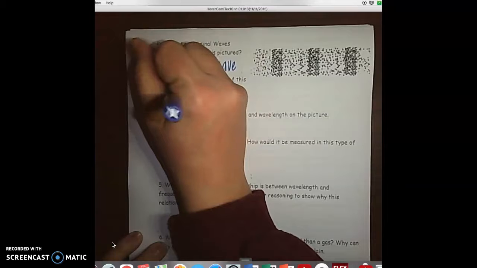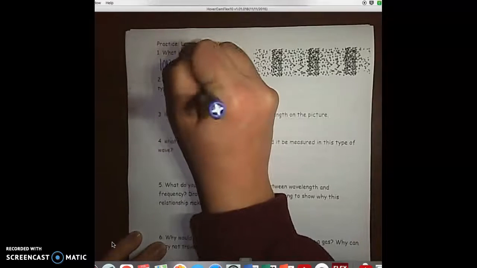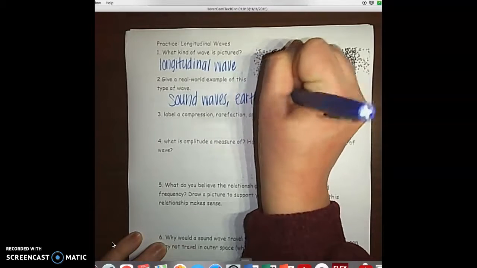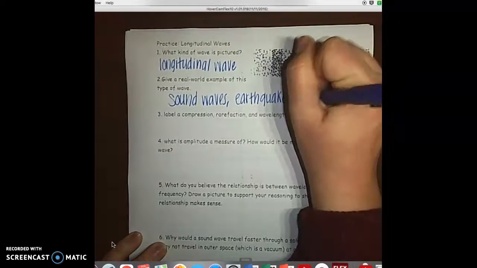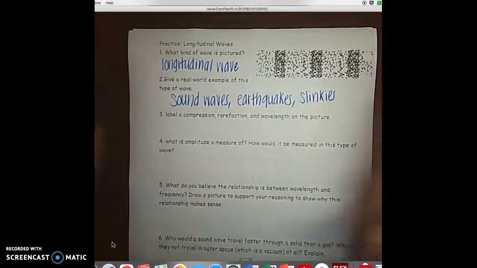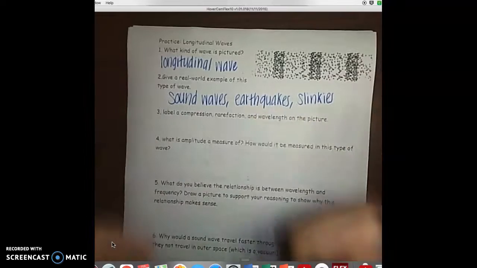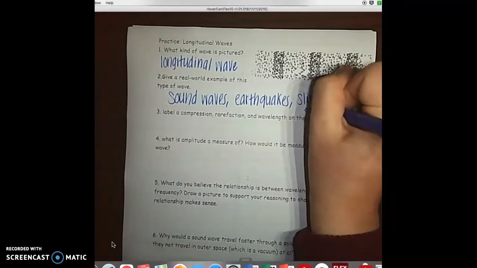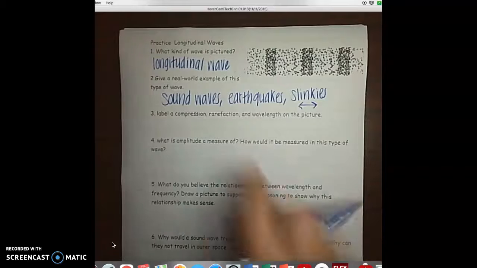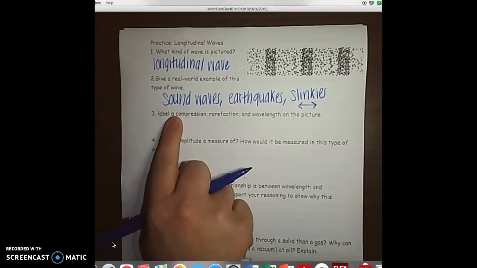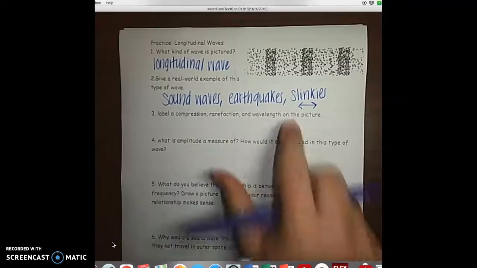So one real-world example would be sound waves. Earthquakes would be another one. Slinkies, we use slinkies. Now, slinkies, remember, it's the ones that are going to go side to side. We're not moving them up and down. Those would be transverse. But if we move the slinky side to side, then it would be a real-world example of a longitudinal wave. Number 3 says, label the compression, the rarefaction, and the wavelength on the picture.